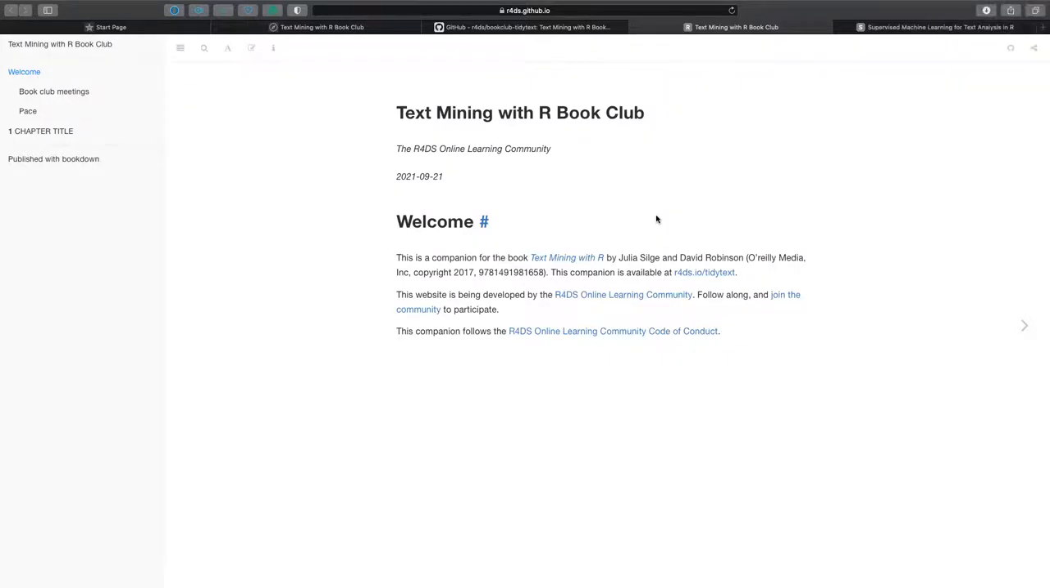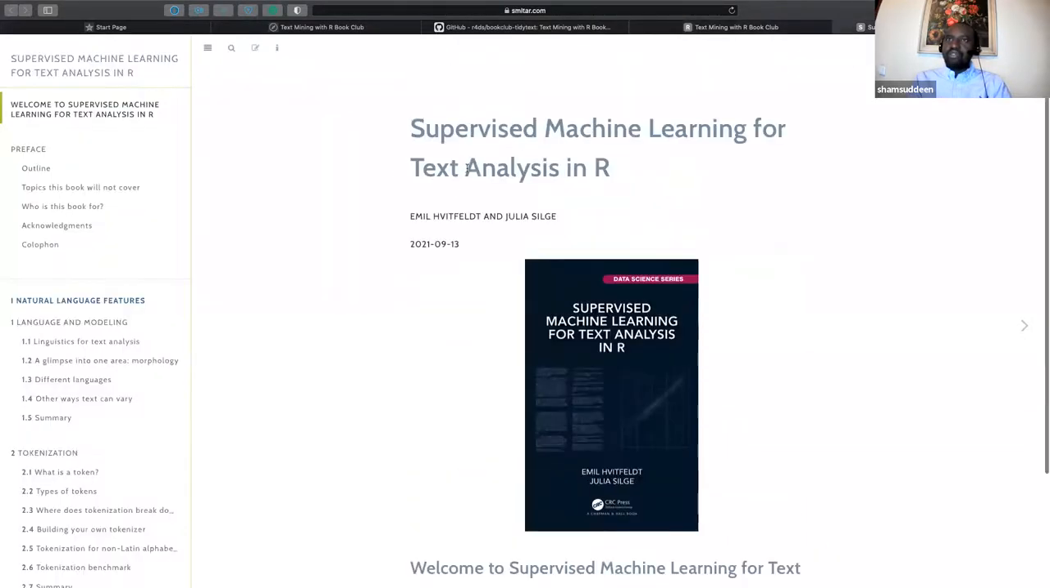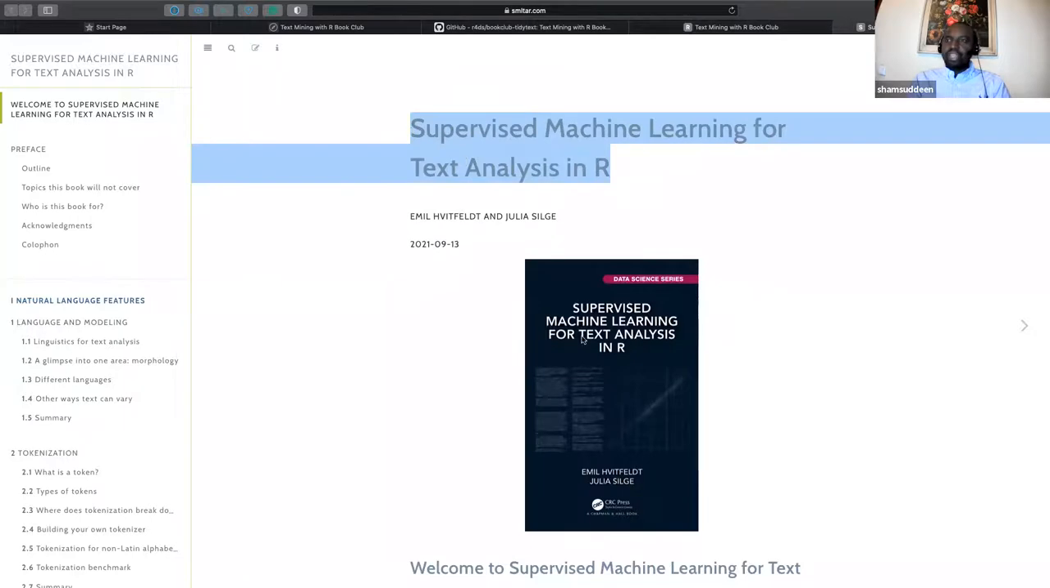All right, thank you. So basically the idea of this book club has been for the past couple of months, and John was meant to actually lead this book club, but he was kind of busy with the other book club, and I'm really interested in doing text with R. I was using Python, but since I was introduced to R, I really love R, and I'm trying to do some other stuff with R. So the idea is, as Pavitra was saying, the book club was supposed to be on this book, Supervised Machine Learning for Text Analysis.